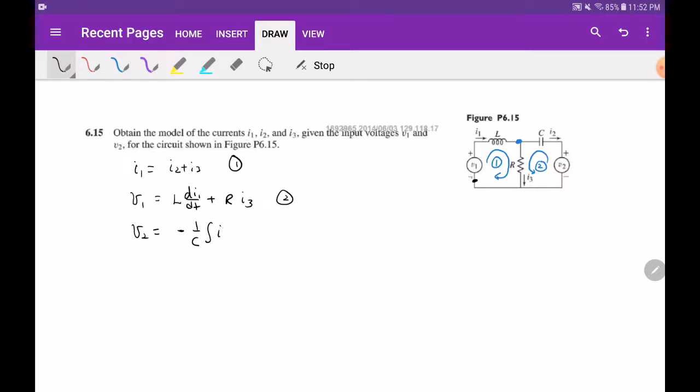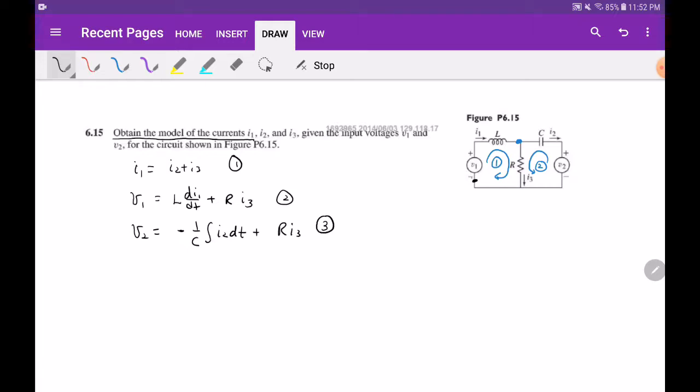So you have integral of I2 dt plus R times I3. Okay, that's your third equation. So let me read the question. It says obtain the model of the currents I1, I2, and I3 given the input voltage V1 and V2.